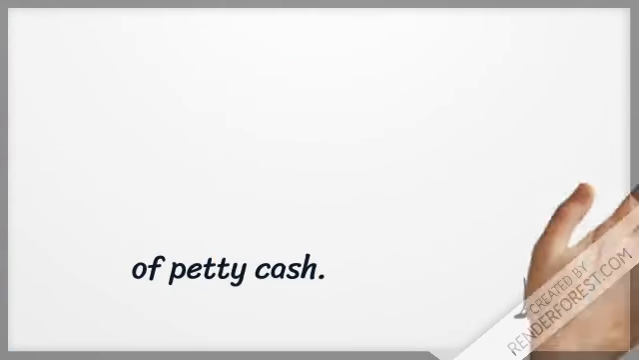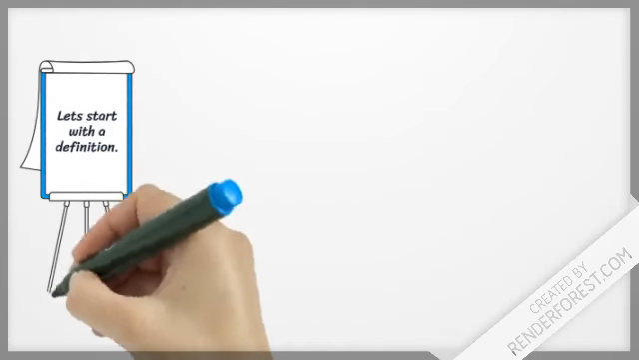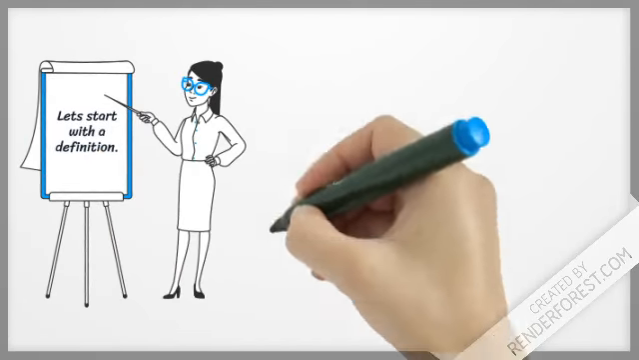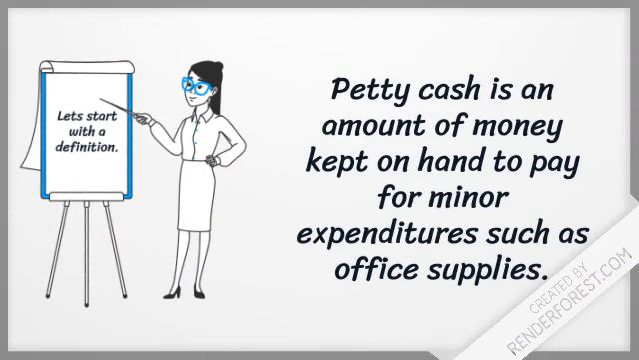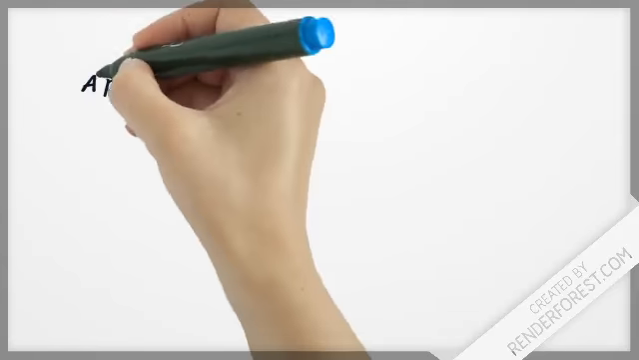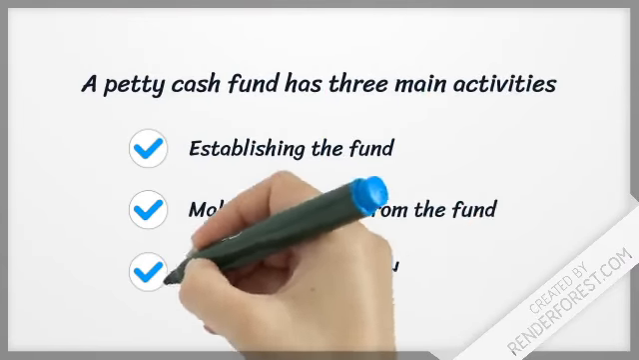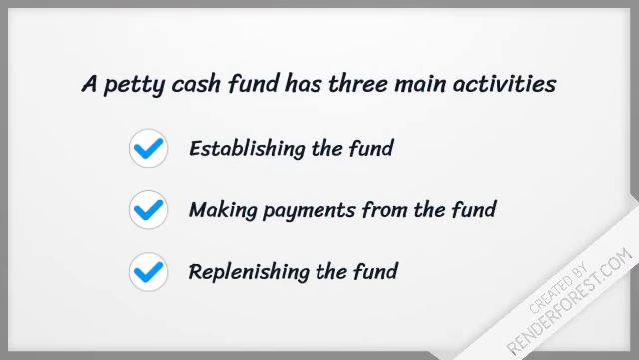Let's start with a simple definition. Petty cash is an amount of money kept on hand to pay for minor expenditures such as office supplies. A petty cash fund has three main activities: establishing the fund, making payments from the fund, and replenishing the fund.